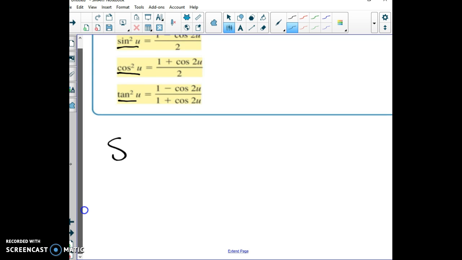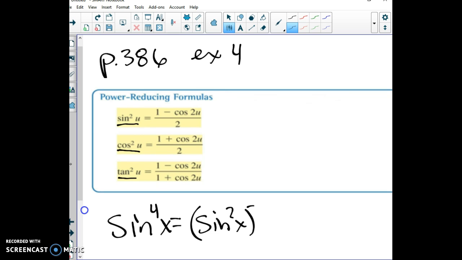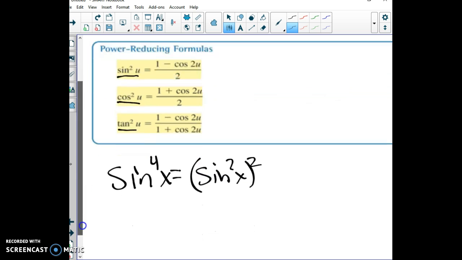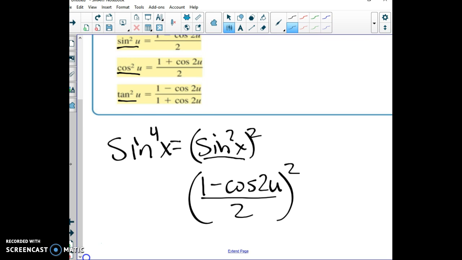It says the sine, let's start that over. The sine to the 4th is equal to the sine squared, and we're going to take that inside here and reduce it. So the sine squared u is the same as 1 minus the cosine double angle, now 2u, all over 2, and we can see that that is still squared.